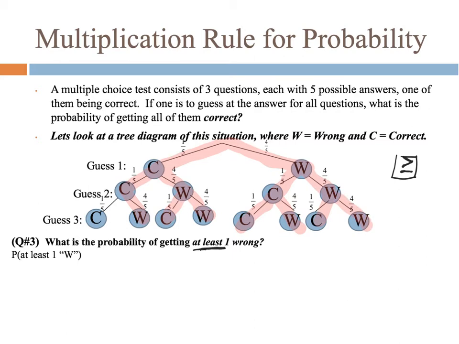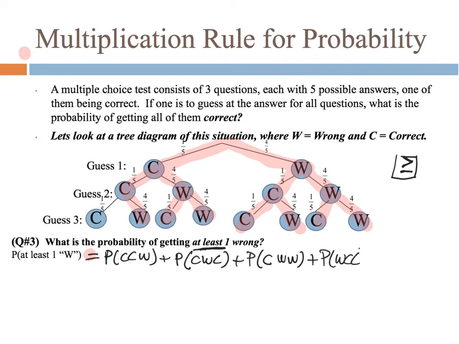And in fact, if I were to try to just do this by hand, we would have many different answers here. We could have, just as I illustrated above, CCW, CWC, CWW, or we could have WCC, WCW. See, after a while, this almost gets painful. WWC, or the last one, WWW. We would have to find the probabilities of each one of these paths. Notice there's 7 out of the 8 paths, and we'd have to add all of those up.